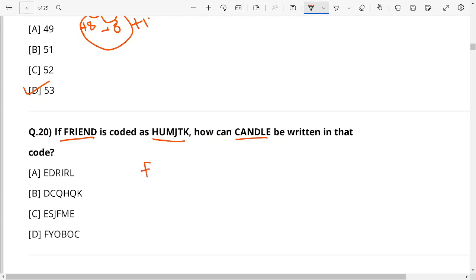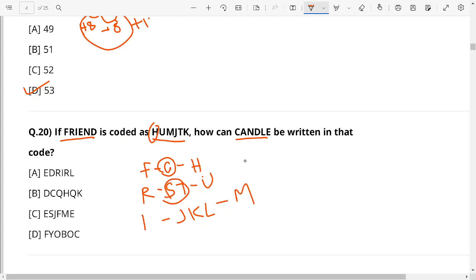We have written F. Now after F we will get G and H. We got H as the first letter of the code, and R. Let us write R, S, T, we will get U. That is, the first letter is the second alphabet and the second letter is the third alphabet. Here we got the gap of one letter, here we got the gap of two letters, and if you look at I, we'll have to get the gap of three letters, that is J, K, L, M. H, U, M, is it working? Yes, it is working.